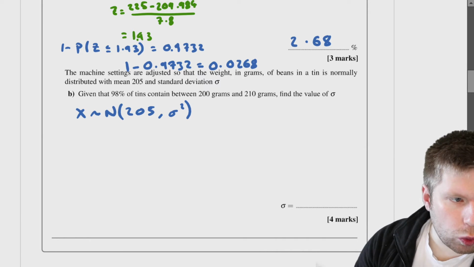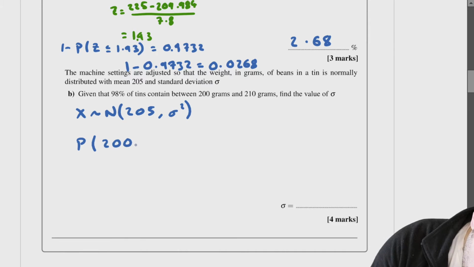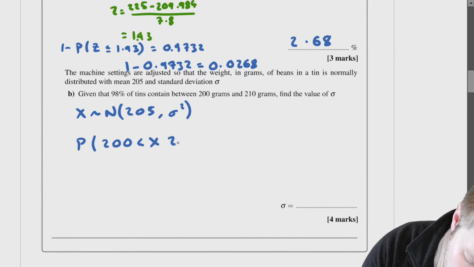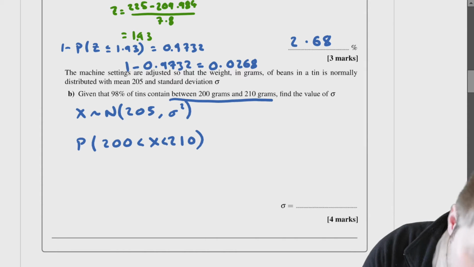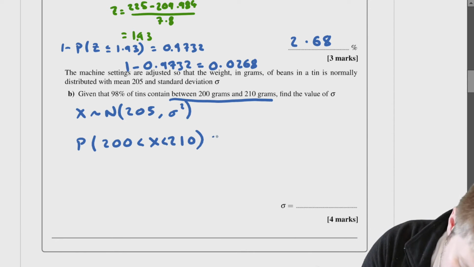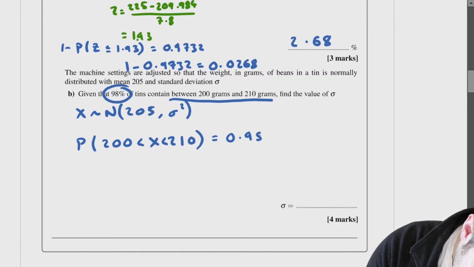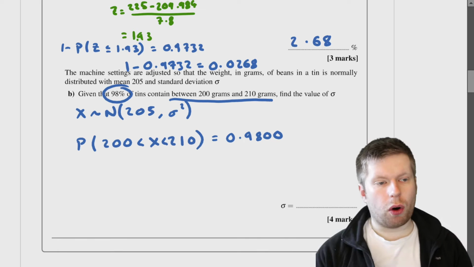Now we're told that I'm looking for the probability of obtaining a value, so the weight of beans in a tin, between 200 and 210 grams, which I'm going to write as an inequality, and I'm told that that should be equal to 98%, so 0.9800. I now need to use that to find the value of sigma.